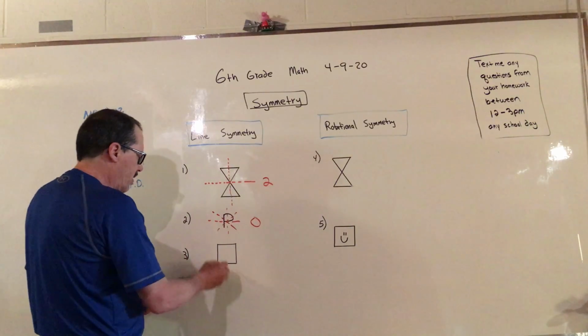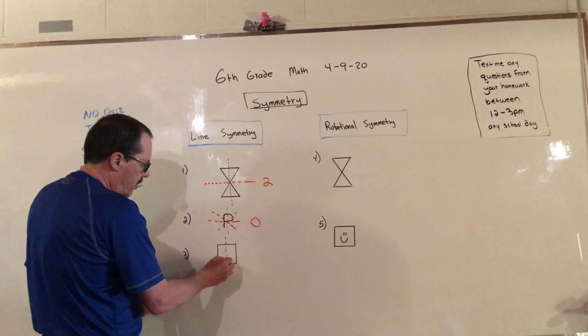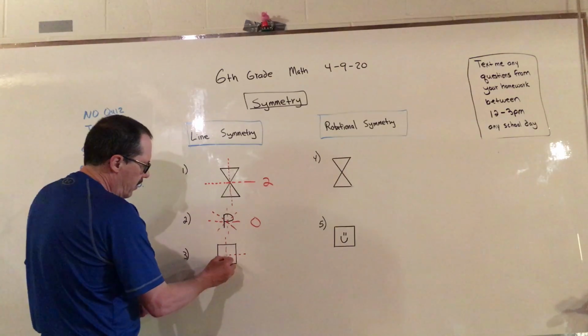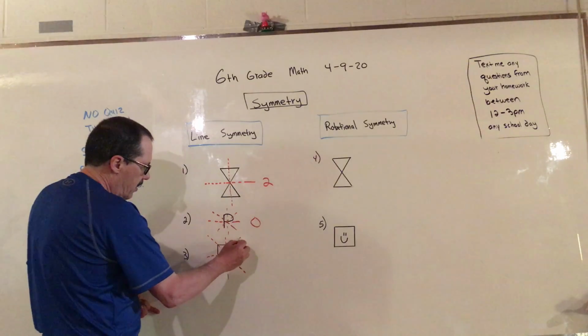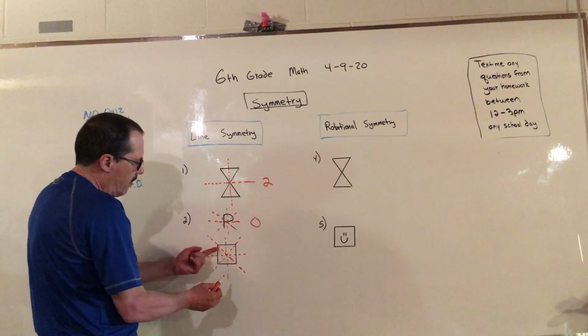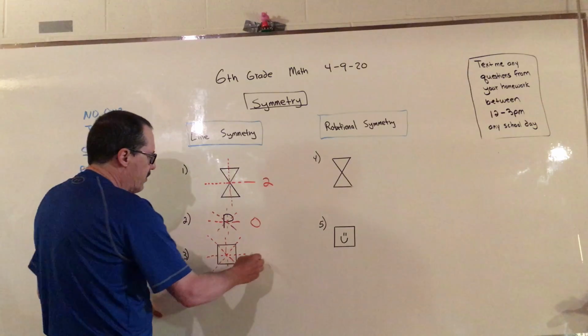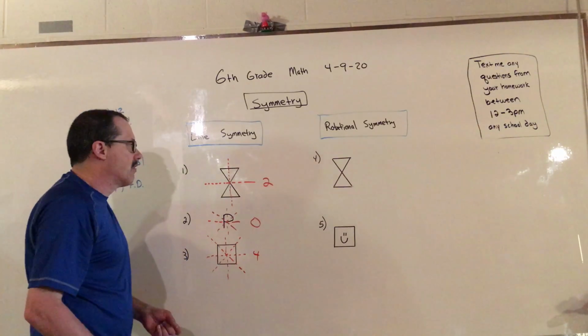The square down here, that one I can take and I can cut it in half this way. I can cut it in half this way. I can also go diagonally through here and diagonally through here. Even like diagonally, that'll fold right in half like that. So this one actually has 4 different lines of symmetry.